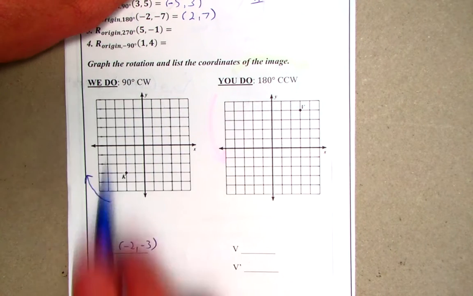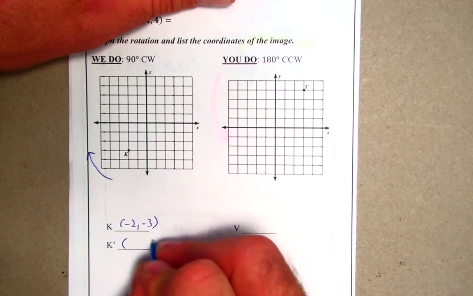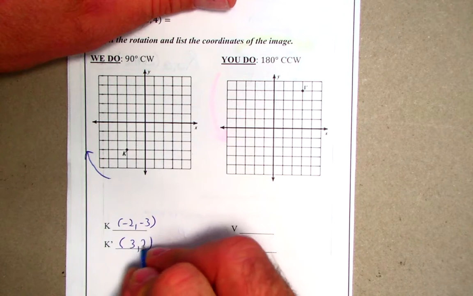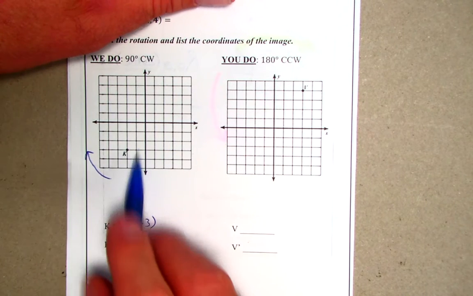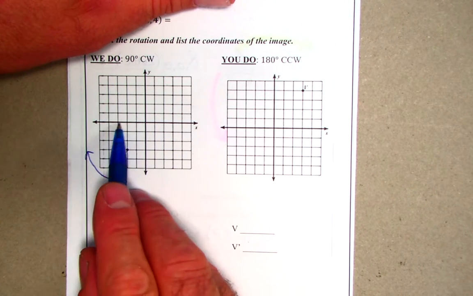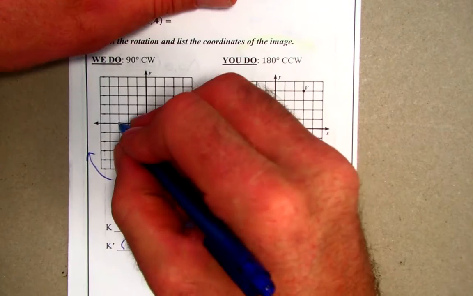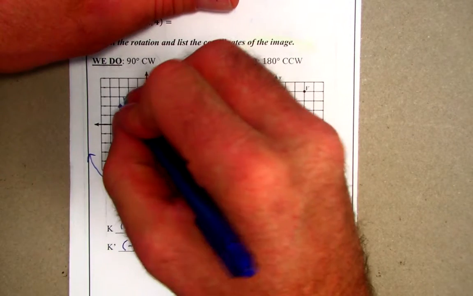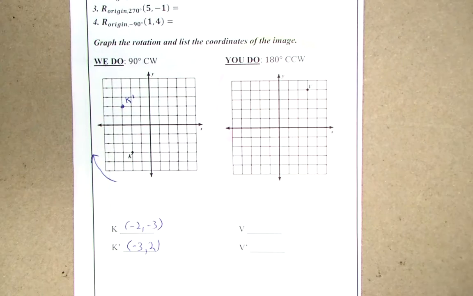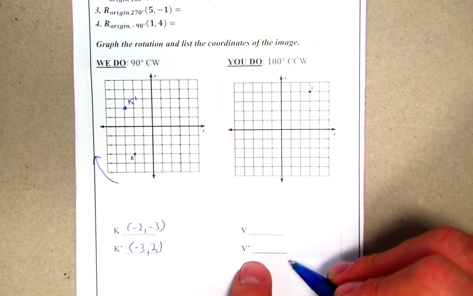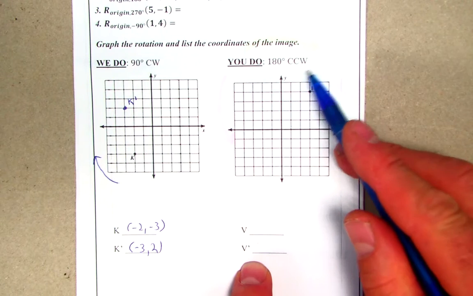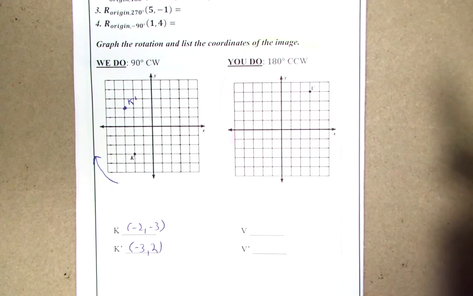One rotation of 90 degrees means your points switch places. And if you're in the second quadrant, then it's left and up. So negative, positive. Left 3, up 2. There's K prime. Okay, so write the coordinates of V and V prime after it's been rotated 180 degrees counterclockwise.